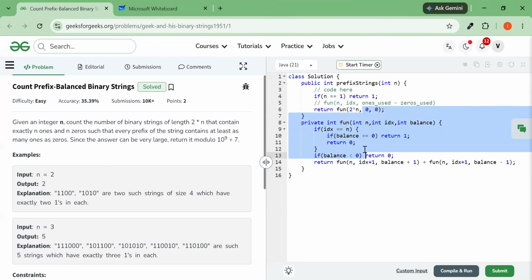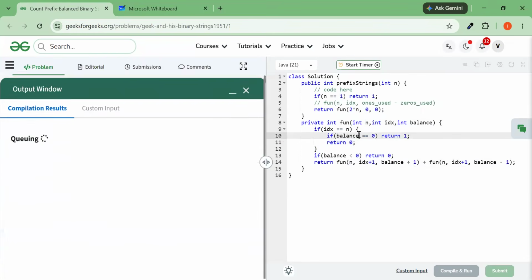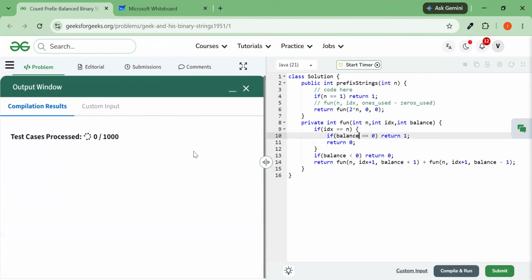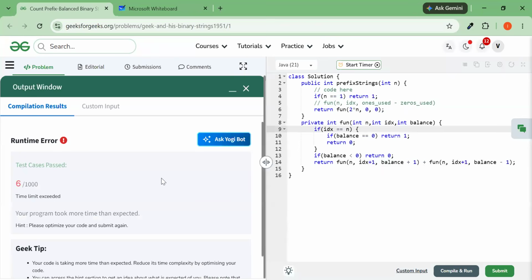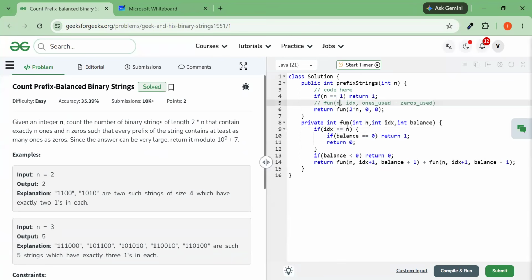If you try to submit this problem, this is a brute force, because for every index you are checking, so it has exponential time complexity. And only 6 out of 1,000 cases will pass. Let's do the optimization here.